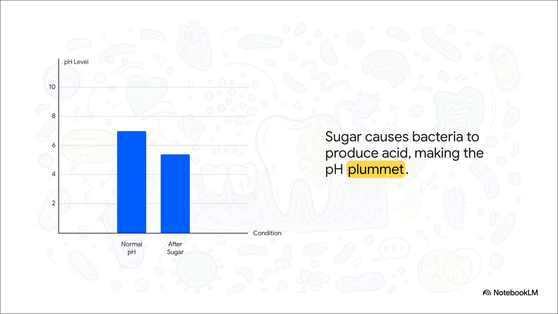Normally, your mouth likes to be at a nice, neutral pH of about 7.0, but the moment you eat or drink something sugary, certain bacteria go to town on it, and their waste product is acid. And look what happens. The pH plummets down into the danger zone, below 5.5. That right there, that's the critical point where your tooth enamel literally starts to dissolve.